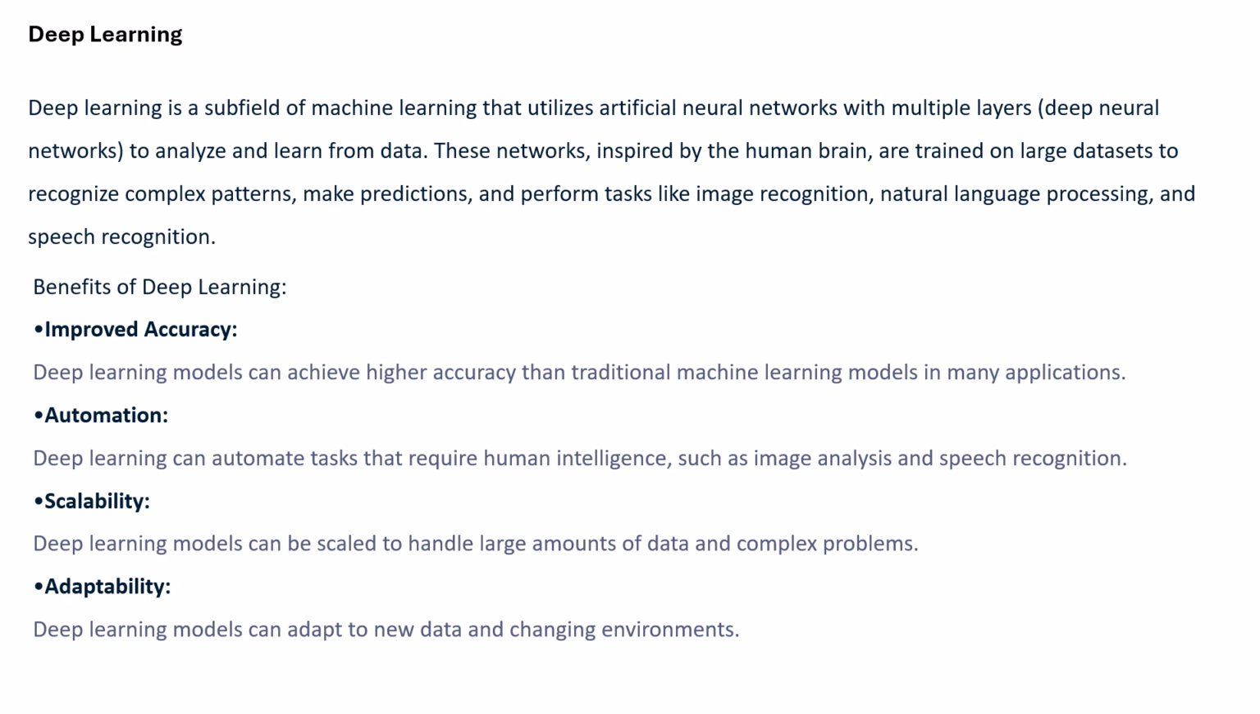Deep learning is a subfield of machine learning. It utilizes artificial neural networks with multiple layers. Deep neural networks learn from data. These networks, inspired by the human brain, are trained on large datasets to recognize complex patterns, make predictions, and perform tasks like image recognition, natural language processing, and speech recognition. Benefits of deep learning: improved accuracy, automation, scalability, adaptability.